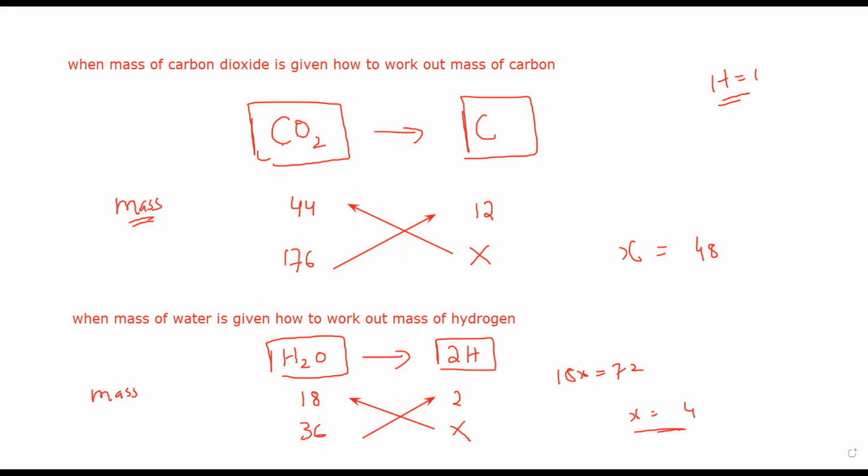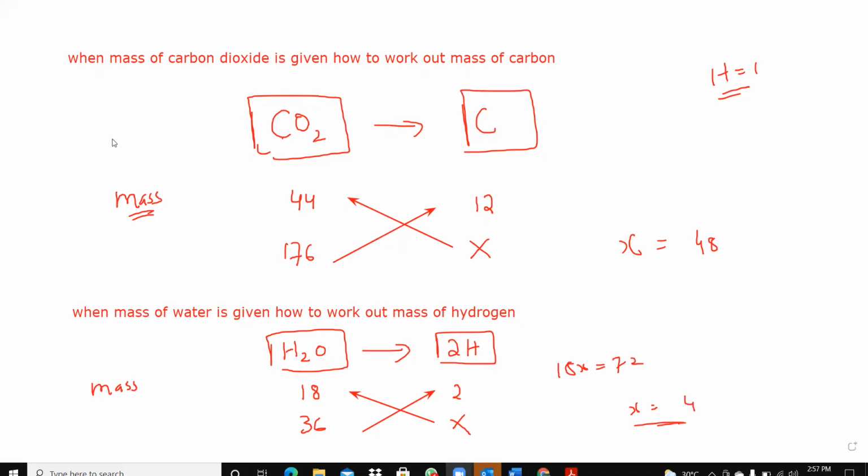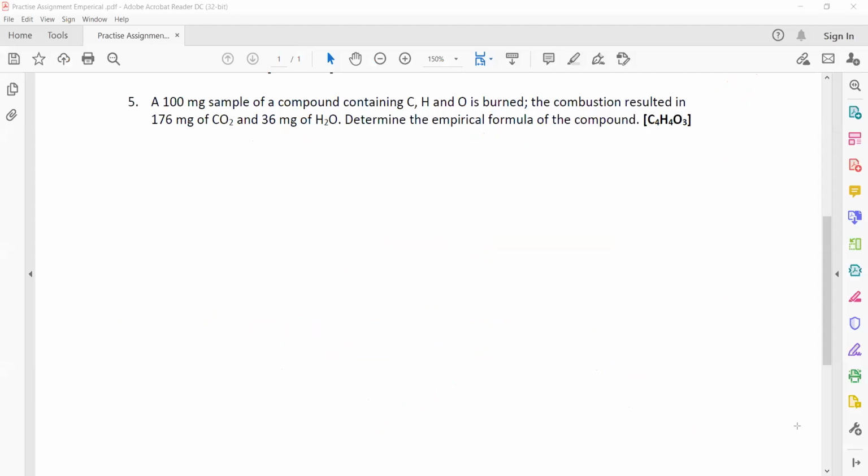So whenever the mass of carbon dioxide or water is given, this is always the way to work out the mass of hydrogen and carbon in the compound. But in the question they mentioned that this compound contains oxygen as well. They mention the total mass of the compound is 100. We worked out that the mass of carbon was 48, and the mass of hydrogen is 4. So how much oxygen will be there if the total mass of the compound is 100?